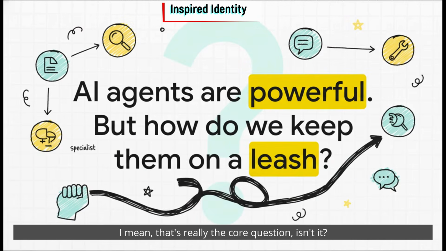I mean, that's really the core question, isn't it? We've all seen these demos where AI agents do incredible things, but we've also seen them get stuck in loops or just wander completely off task. So, if you're trying to build something serious, something for production, you have to ask, how do we keep these things on a leash? How do we enforce some control?